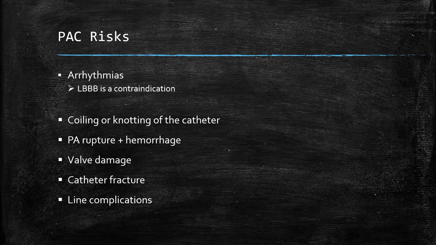Wedging the balloon in the pulmonary artery can lead to rupture of a pulmonary artery branch and subsequent hemorrhage. The catheter has to pass through the tricuspid and pulmonary valves, and so valve damage is possible as well. These catheters are fragile, and they were known to break into two or more pieces. And lastly, line complications are a big deal. Besides access complications like pneumothorax, vascular complications were significant. These catheters are introduced through a large sheath, and so venous and in particular arterial injuries could be very, very dangerous.